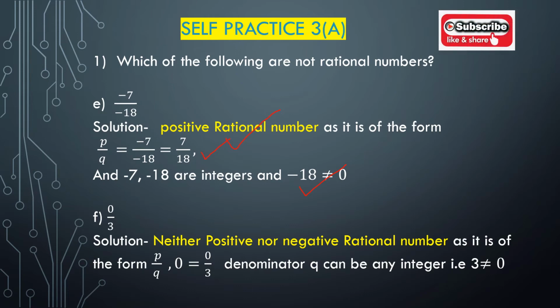F, 0 divided by 3. 0 divided by 3 is neither a positive nor negative rational number as it is of the form p divided by q. We can write 0 as 0 divided by 3 and denominator can be any integer but it is not equal to 0. So 0 divided by 3 is a rational number which is neither positive nor negative.